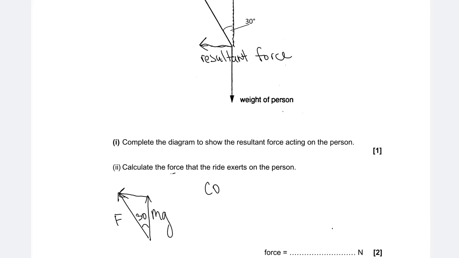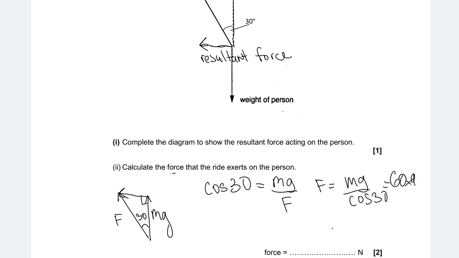So we can just say that cosine of 30, because this angle here is 90 degrees, cosine of 30 will be equal to our adjacent, which is mg, divided by our hypotenuse, which is F. So this means that F will be equal to mg over cosine of 30, which will be 60 times 9.81 divided by cosine of 30, which is about 680 newtons.